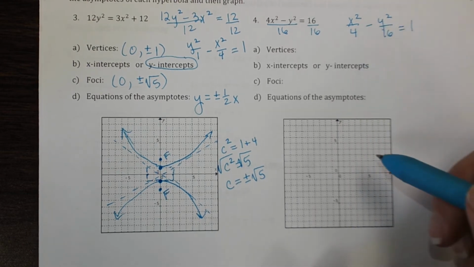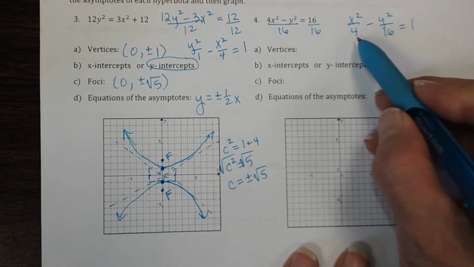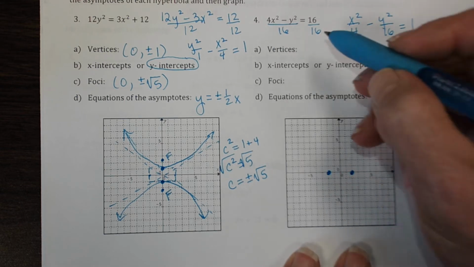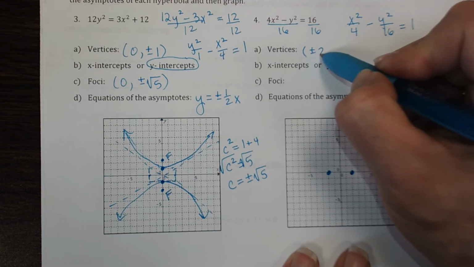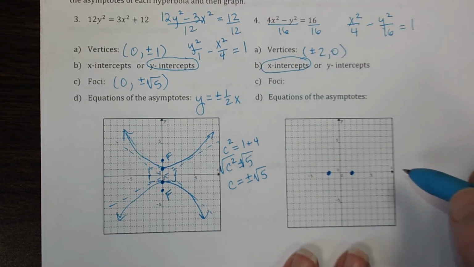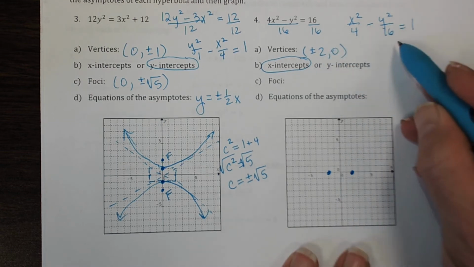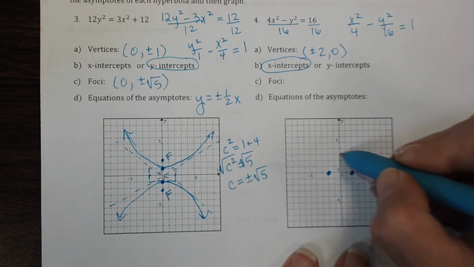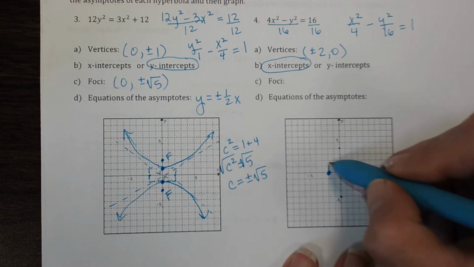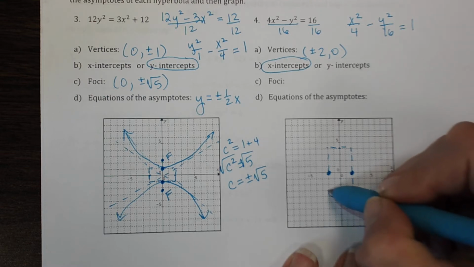Right, my x is my leading term, so that's where my vertices are going to be on the x-axis. So the square root of 4 is 2. So my vertices are going to be at positive and negative 2. So plus or minus 2, 0. That makes these x-intercepts. Then I see that b squared is 16, so b is 4. So 1, 2, 3, 4. And again, not really putting points there, just kind of giving it a little dot. But that will help me draw in the box for my asymptotes.